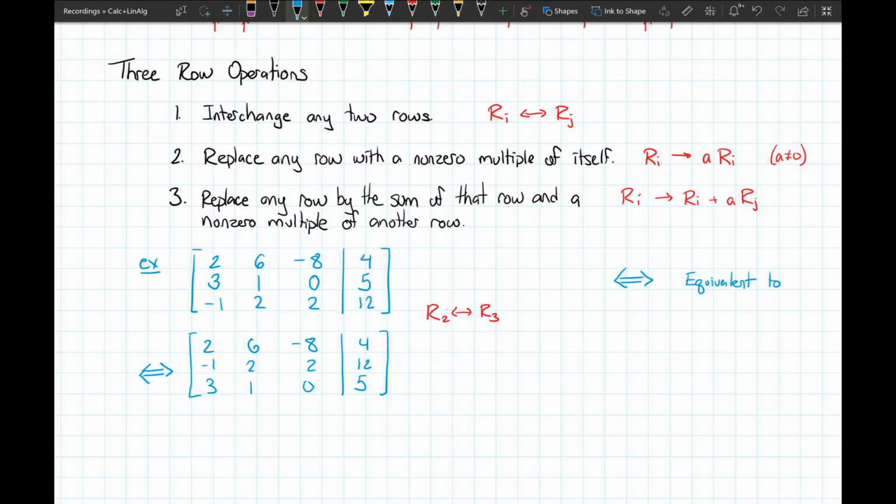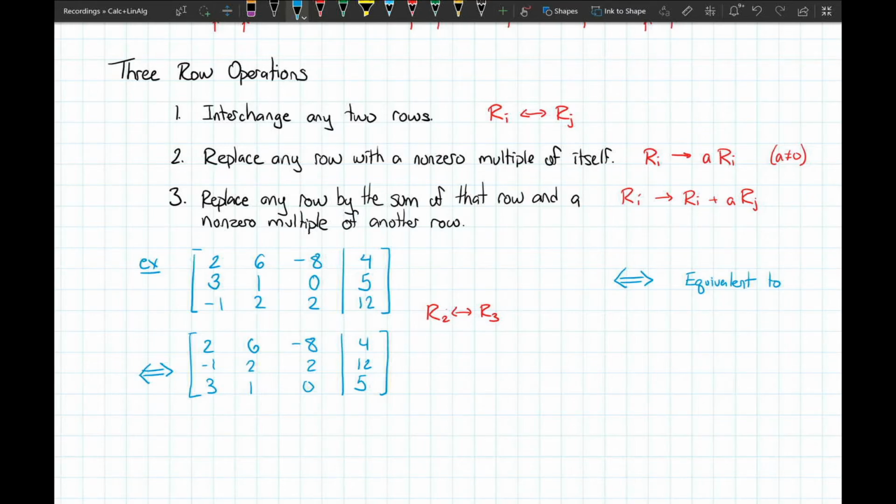And there we go. It's not necessarily a useful operation, but when we combine multiple operations together, we might be able to get closer to our goal of a reduced row echelon form. Now let's try the second row operation. Replace any row with a non-zero multiple of itself.